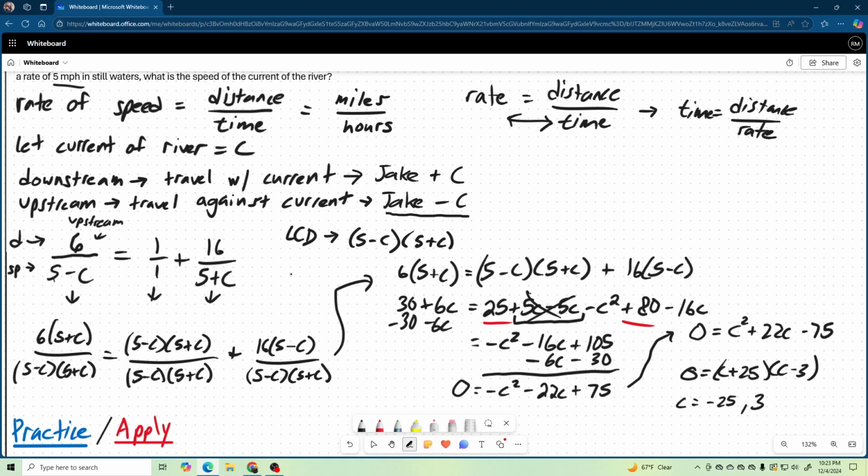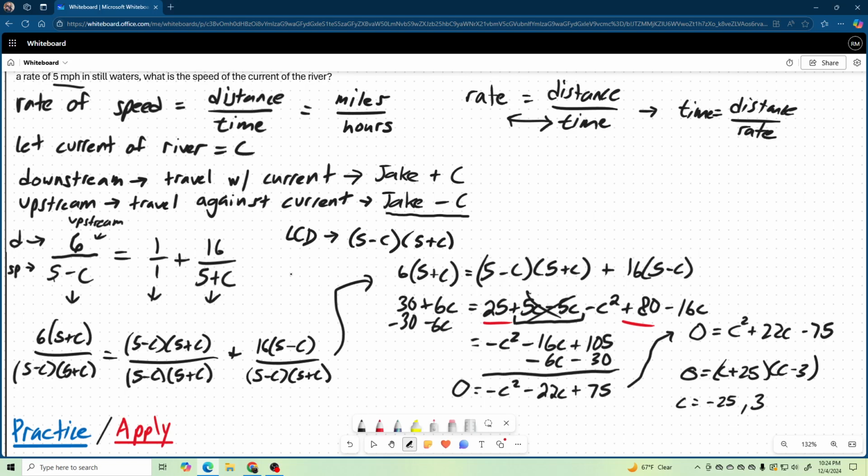All right, now here's the question. The current of the river is how hard the river is pushing. Does that make sense? So is it possible that the current could be pushing a negative amount? In other words, this isn't just the current, it's the rate of our current. It's how much the river is pushing, which has a component of time. Is it possible for the current to be pushing us at a negative pace? Can the current be negatively pushing us?